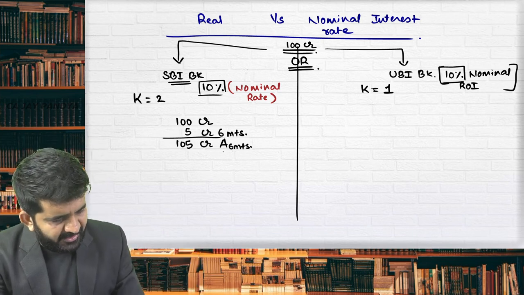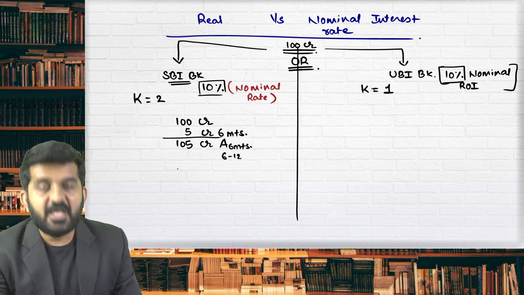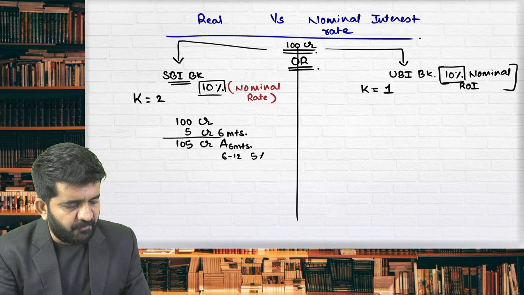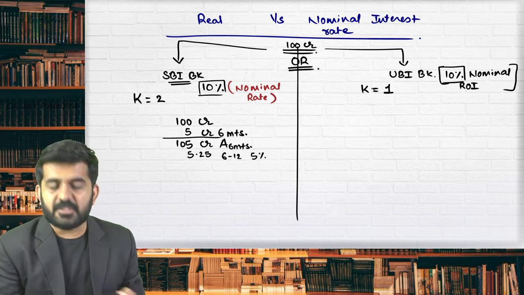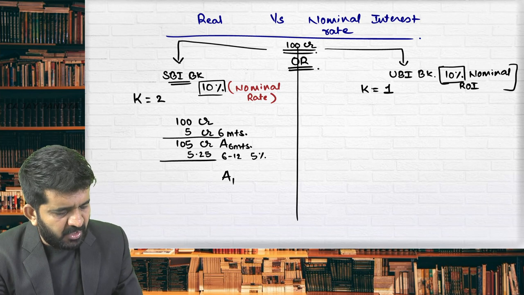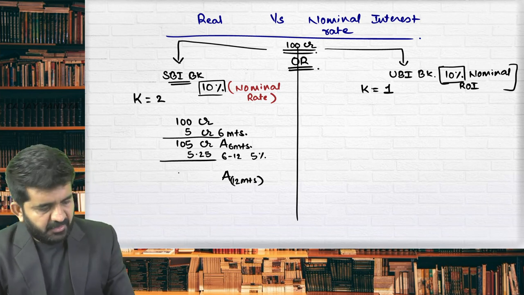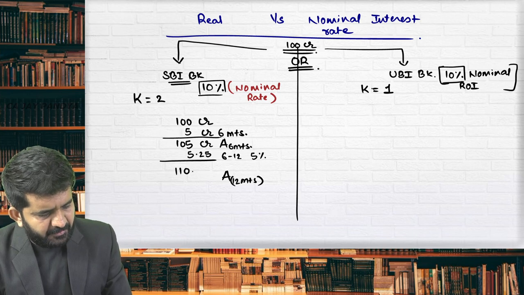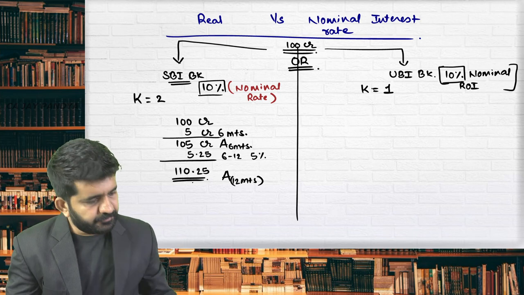Now in the next 6 months, that is 6 to 12, this is also 6 months, I will be getting again 5% interest, which will be nothing but 5.25. What will be the amount after 12 months? The amount after 12 months is nothing but the amount after 1 year. It is 110.25 crore. Is it alright?